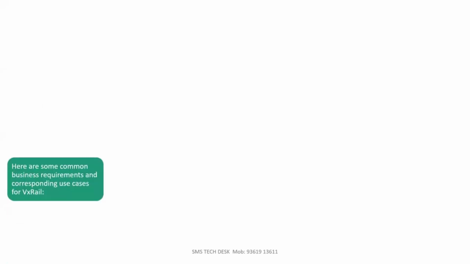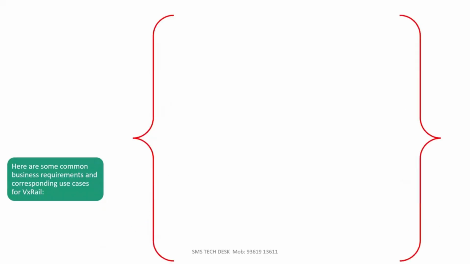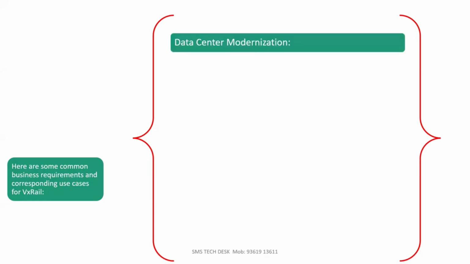Next, when they talk about business requirements, there might be different requests from the customer. I just included some requirements. One reason they may ask for VxRail implementation is data center modernization. They might be running old traditional infrastructure, so to modernize the data center, they may ask the architect for a plan, and the architect can suggest VxRail. That is one use case.